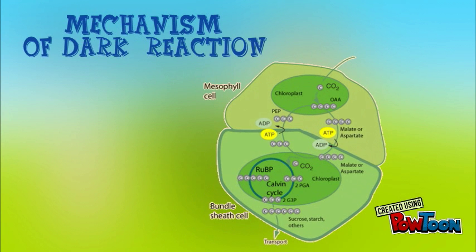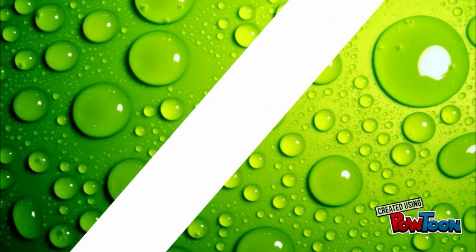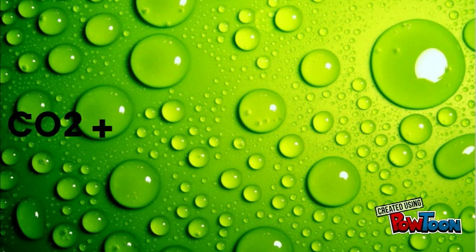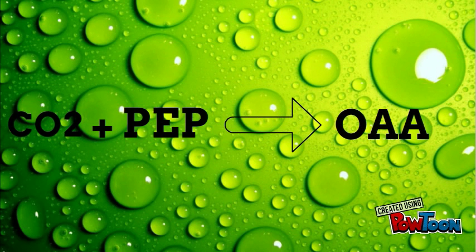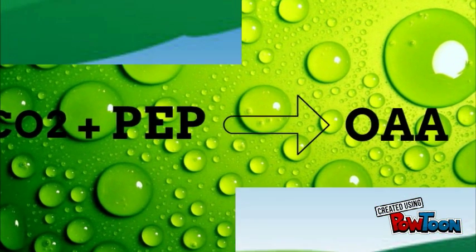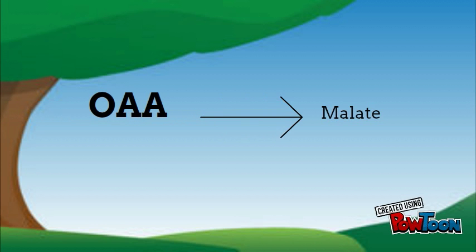Mechanism of dark reaction of C4 plants. Now we consider the stepwise reactions of the dark reaction mechanism. First step in the mesophyll cell. The primary acceptor of CO2 is phosphoenol pyruvic acid. It combines with CO2 in the presence of phosphoenol pyruvate carboxylase to form the 4-carbon compound oxaloacetic acid. The first stable product is oxaloacetic acid.